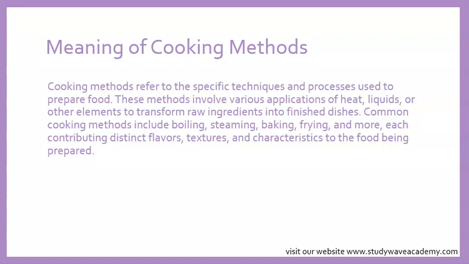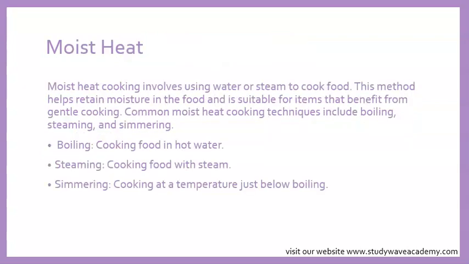So next we're going to be looking at the classification of cooking methods. We have the moist heat and the dry heat. So first we're going to be looking at the moist heat. Moist heat cooking involves using water or steam to cook food. This method helps retain moisture in the food and is suitable for items that benefit from gentle cooking.